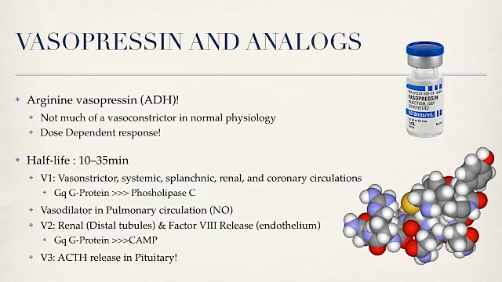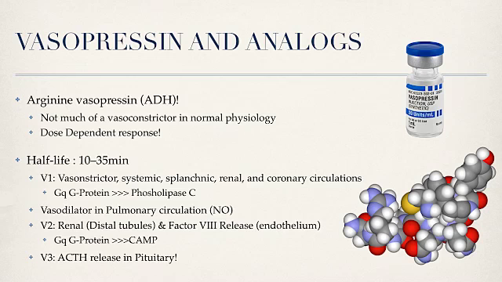The half-life is about 30 minutes. That's why in ACLS you give it every 30 minutes rather than every 5 minutes like epinephrine. It works on three major V receptors, or vasopressin receptors, as we call them. V1 is really the vasoconstrictor effect on the systemic, splanchnic, renal, and coronary circulation, and that usually works through the Gq G protein, which ends up releasing phospholipase C as the mediator.